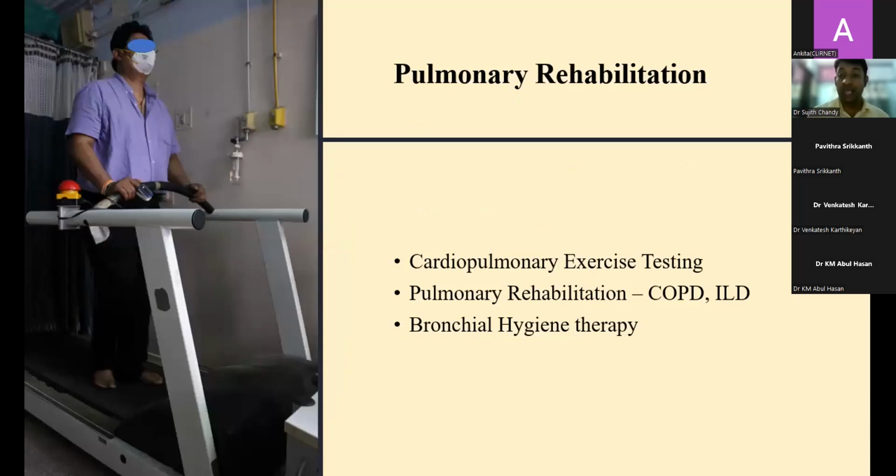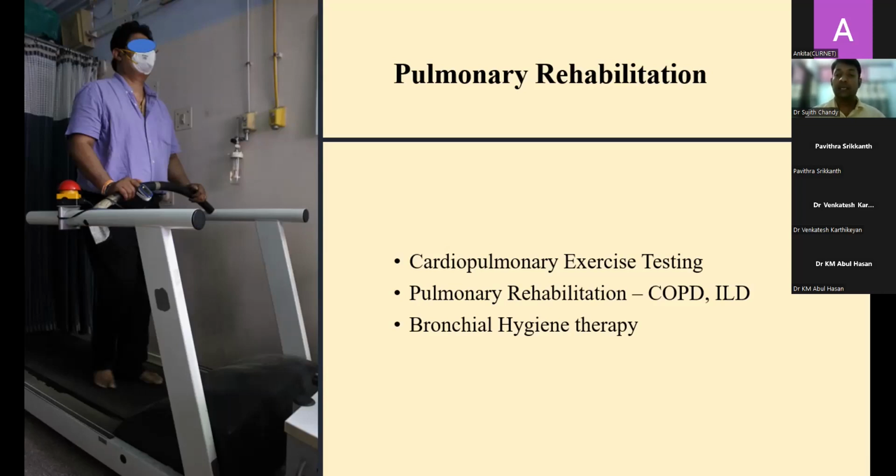Now moving on to pulmonary rehabilitation. CPET or cardiopulmonary exercise testing is used to assess anaerobic threshold and overall lung function with respect to cardiac function for patients who are to undergo a major surgery like a lung or cardiac surgery, and also to diagnose patients who have unexplained breathlessness. Everything has been done, all the tests have been done, but you can't identify the cause. CPET is a test that we do, and you can see this gentleman on the treadmill where we are trying to get the anaerobic threshold.